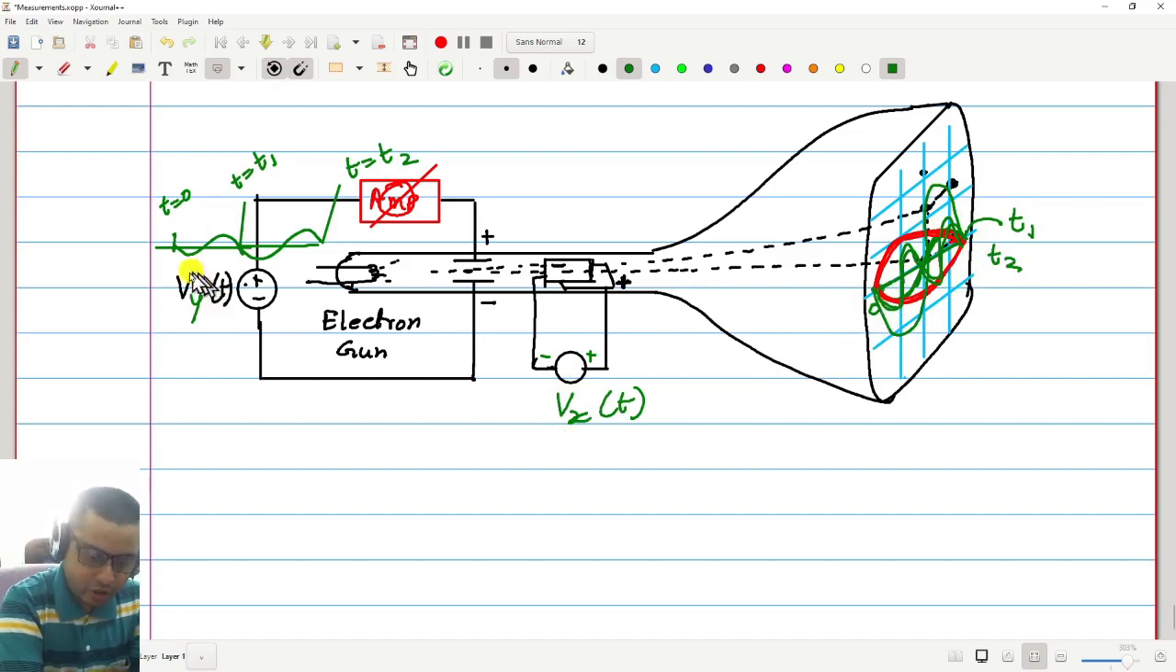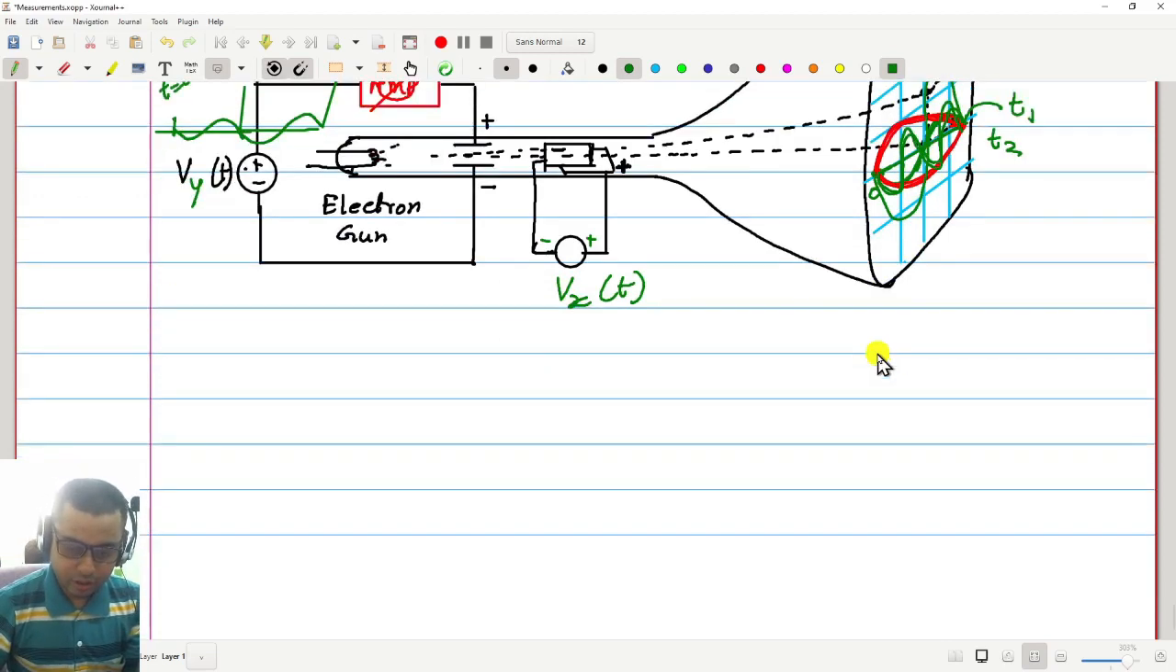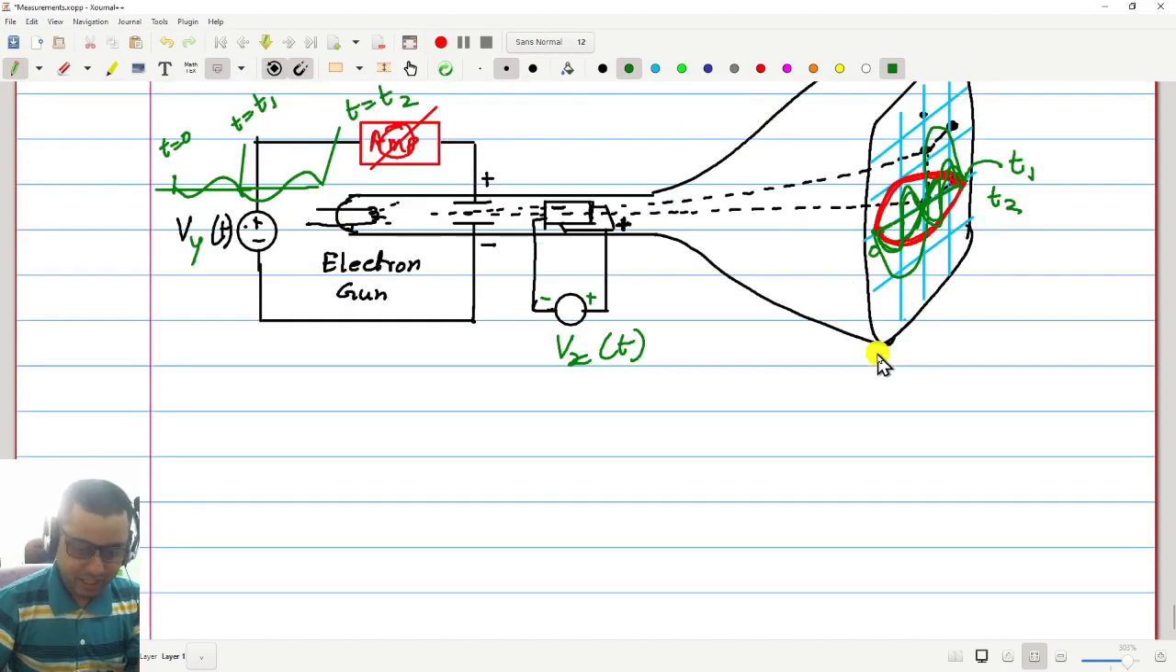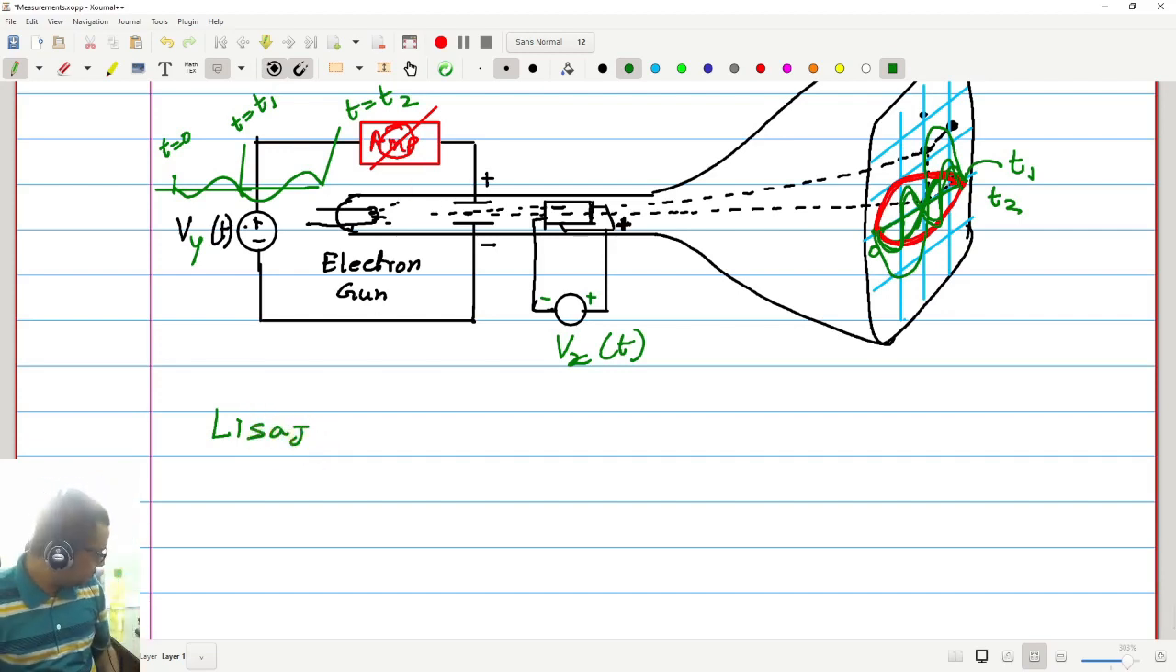Now, depending on these two waveforms, Vx and Vy, we will see on screen different possible graphs, different possible patterns, and those patterns are called, I'm not sure about the spelling. Let me do a quick Google search about the spelling. It's called Lissajous plot.